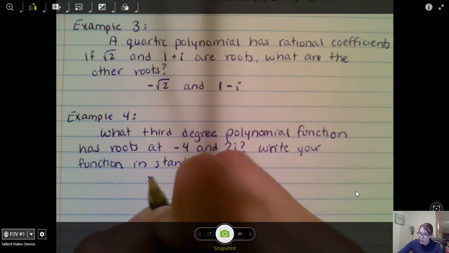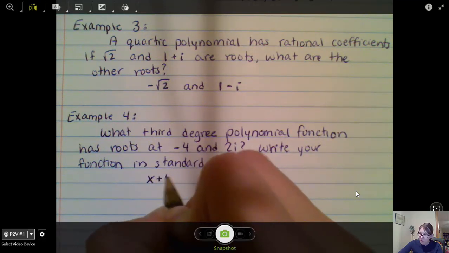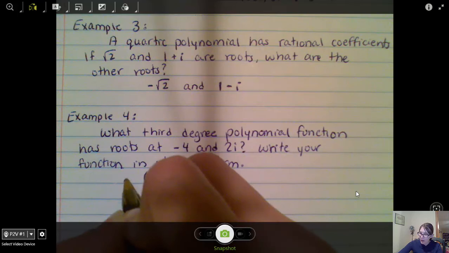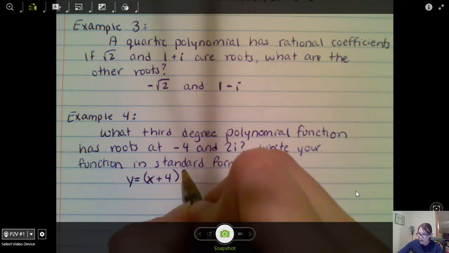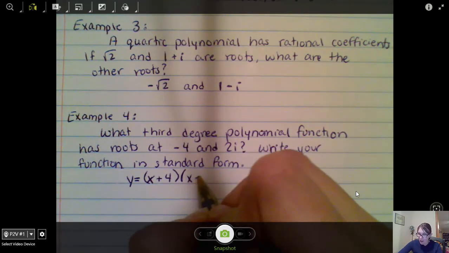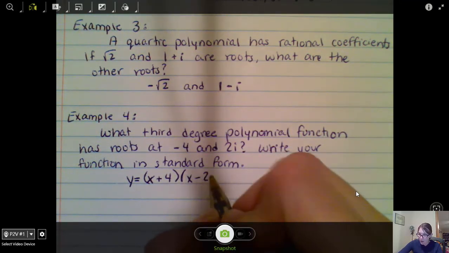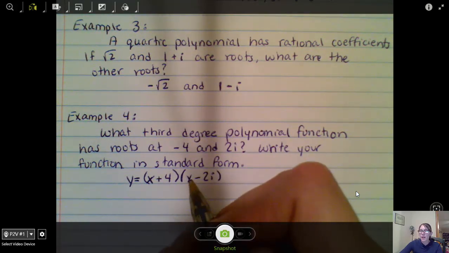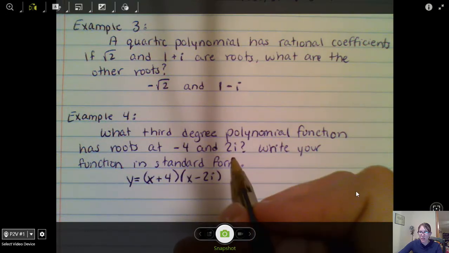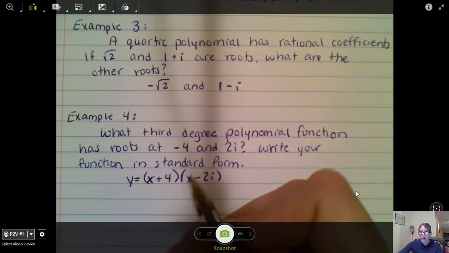If you think about what that would mean in your equation, that means we're going to have x plus 4 as a factor. I'm going to start off writing my equation here. y equals x plus 4. And I might as well work with this part too. If I know we have a solution at 2i, this is going to look kind of weird, but if I have a root at 2i, x minus 2i would be one of my factors. Think your zero product property for a second too. If I had 2i here, 2i minus 2i, that would give me a 0.